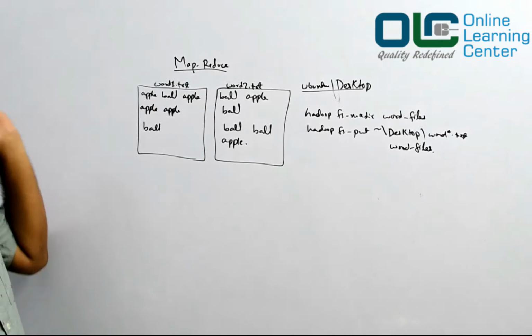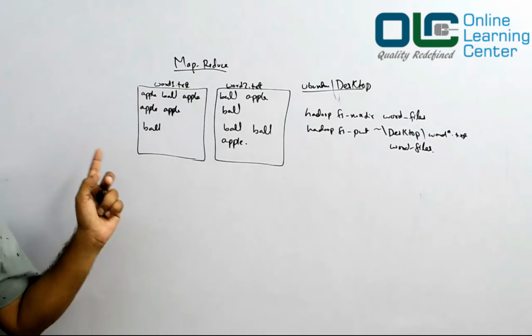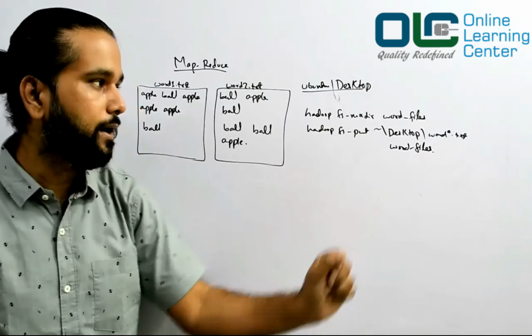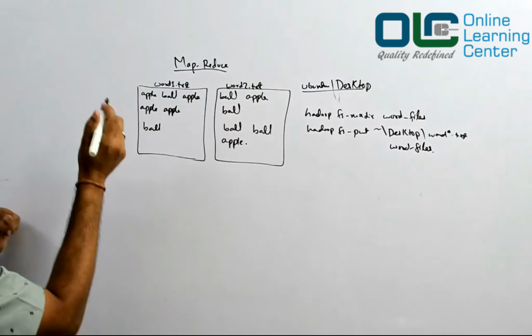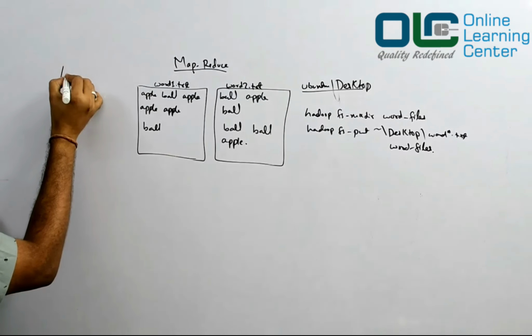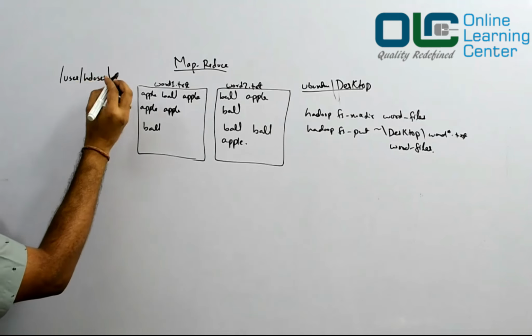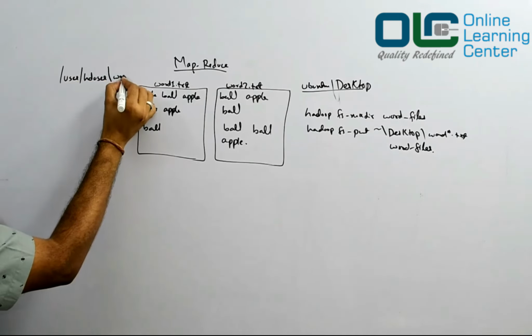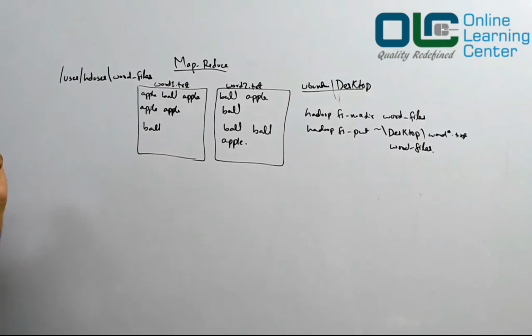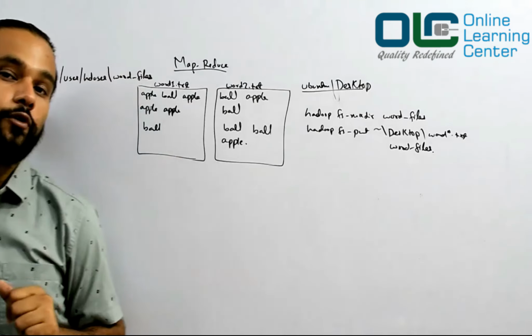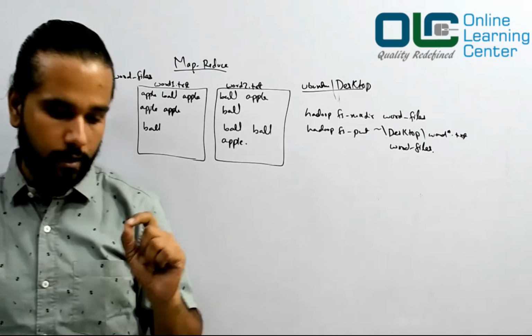And you have word1.txt and word2.txt uploaded in your location. So what is the location of these two files? These files are present here, /user/hduser/word_files. Done.